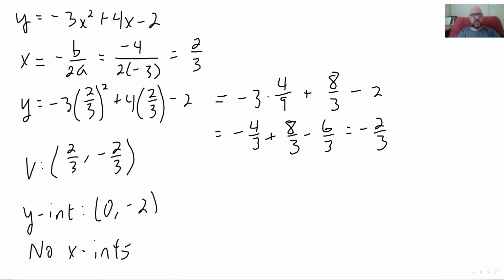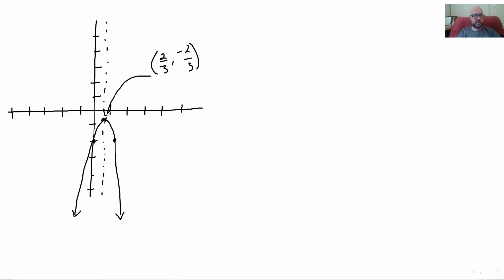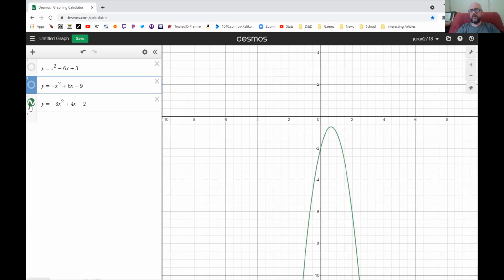So let's go check to make sure that the graph that I've made, this guy right here, agrees with what Desmos said. Desmos, what do you think? Oh, it agrees. Fantastic. Looks like I'm doing a good job here. That's really all I want to say about this.